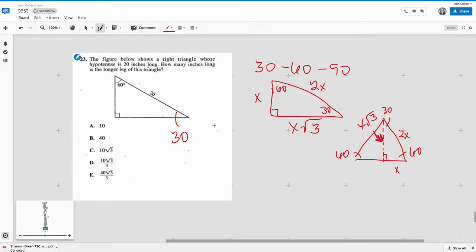The length of the short leg will be half the hypotenuse, so it's going to be 10. And the length of the long leg would be 10 root 3. So the answer is C. Okay.